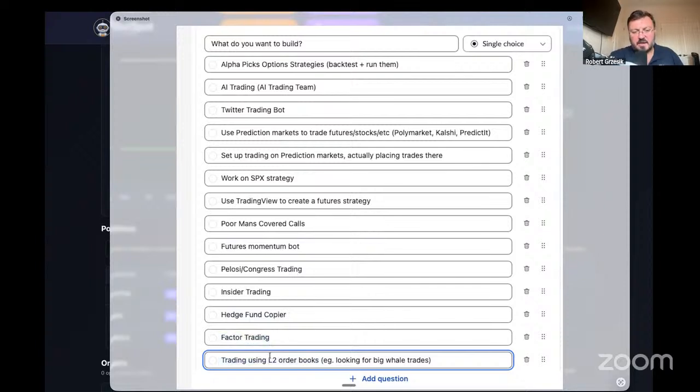We could do factor trading, or we could implement level two order books. It's another interesting thing for us to work on. Okay. Any questions or comments about any of that, or anything you guys would want to add to the list?